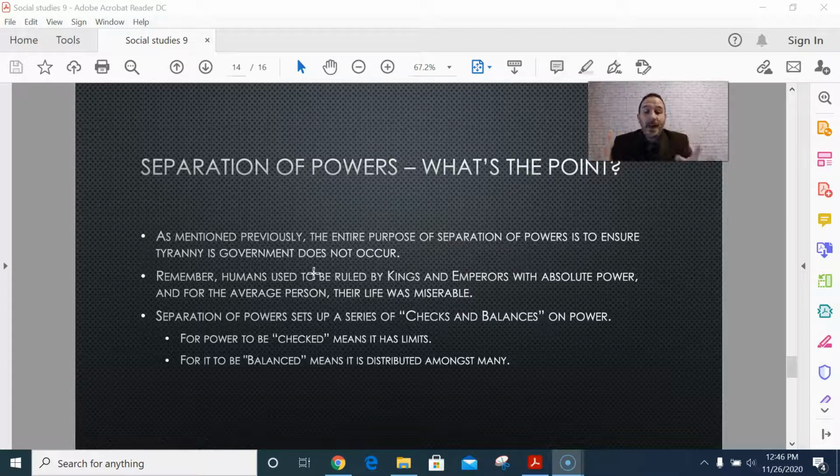So separation of powers, guys, sets up a series of checks and balances on power. And that's really important. Having an executive branch, a legislative branch, and a judicial branch sets up this system of checks and balances to make sure no one branch, or one person, becomes all powerful. Because again, what happens when people get power? They get corrupted, right? So for power to be checked means it has limits. For it to be balanced means it's distributed amongst many. Again, we don't want too much vested in the hands of one person.